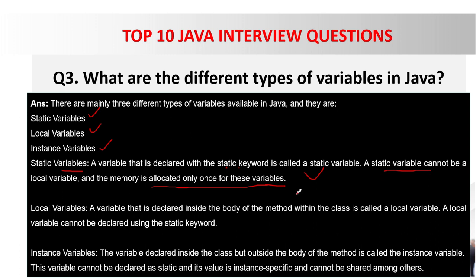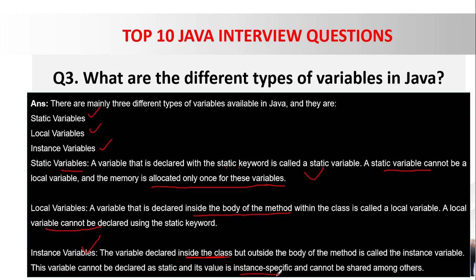Okay, so you cannot make a static variable a local variable. Let's discuss what a local variable is. Whenever you declare a variable inside the body of a method, that variable is called a local variable, and you cannot make a local variable static. Now the third type of variable is the instance variable. Instance variables are always declared inside the class and outside the method body. You cannot declare an instance variable as static.